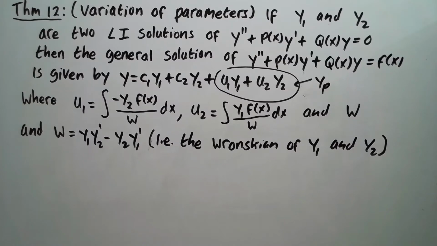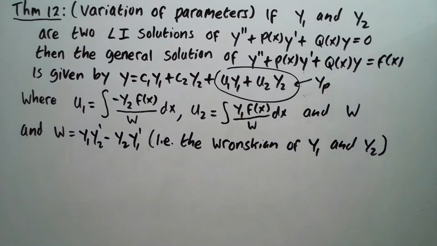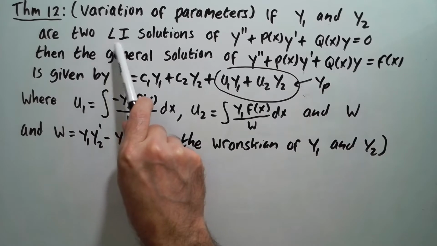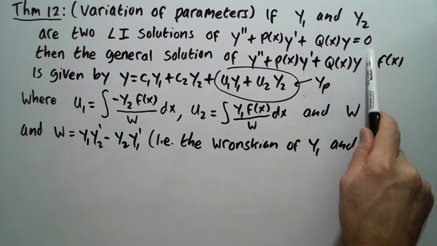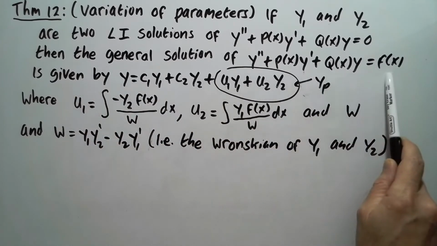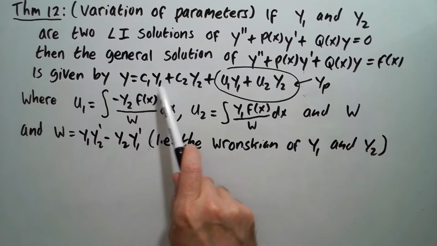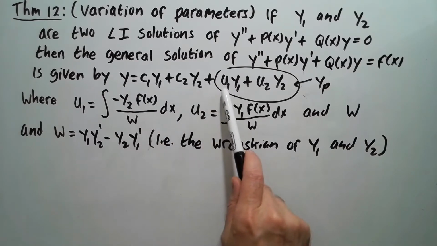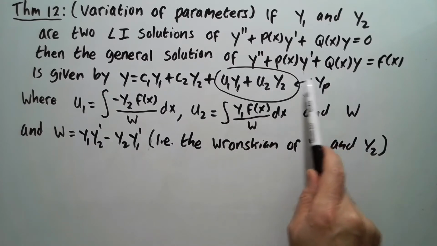Okay, so let's take a look at theorem 12, which is called variation of parameters. It says if y1 and y2 are two linearly independent solutions of this differential equation equal to 0, then the general solution of the differential equation equal to f is given by y equals c1 y1 plus c2 y2, this is the homogeneous part, plus u1 y1 plus u2 y2, this would be the yp part.